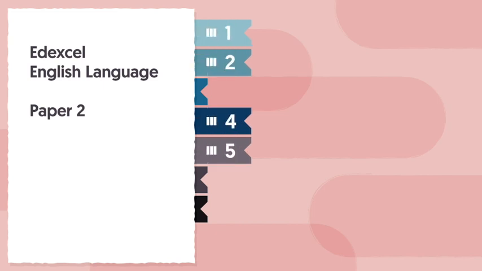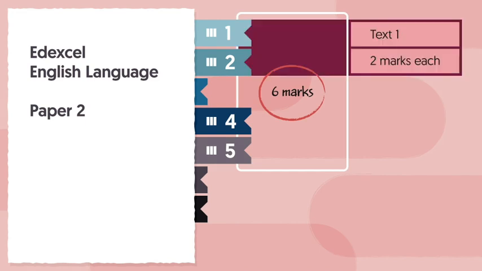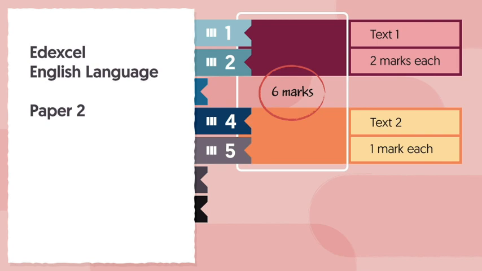In this video, we'll go over the small mark questions on Edexcel English Language Paper 2. These are questions 1, 2, 4 and 5. In total, they're worth 6 marks. Questions 1 and 2 focus on text 1 and are worth 2 marks each. Questions 4 and 5 focus on text 2 and are worth 1 mark each.